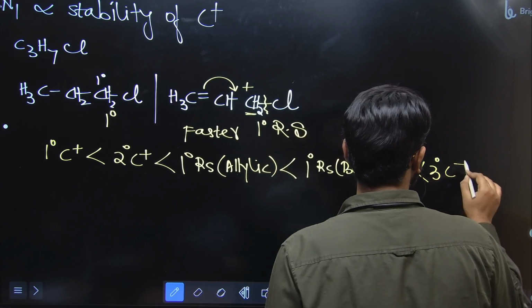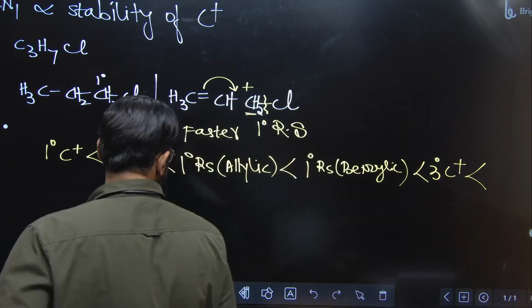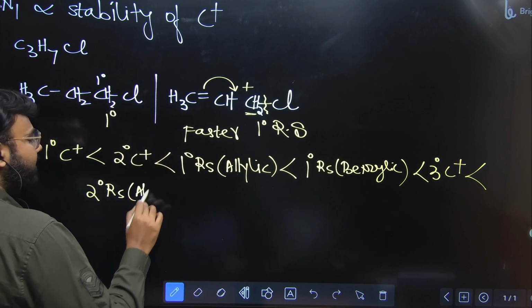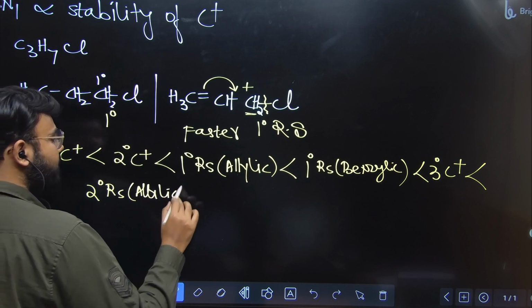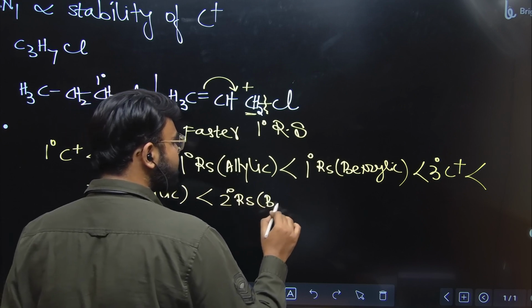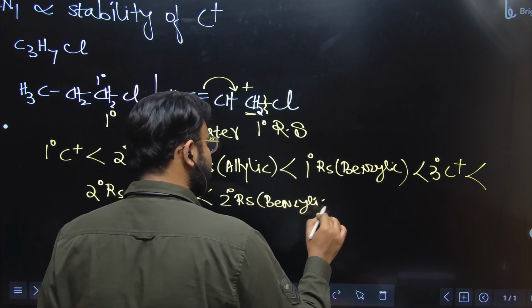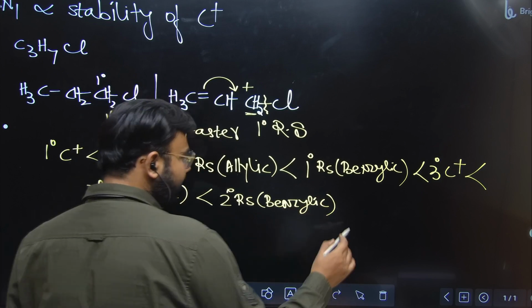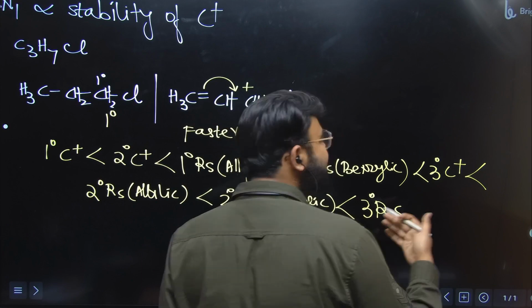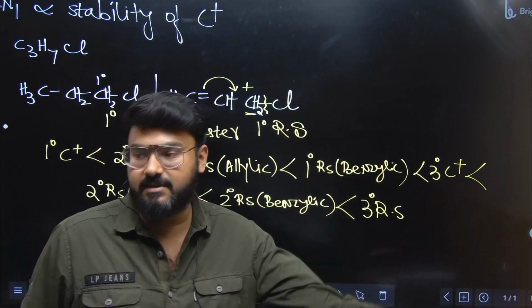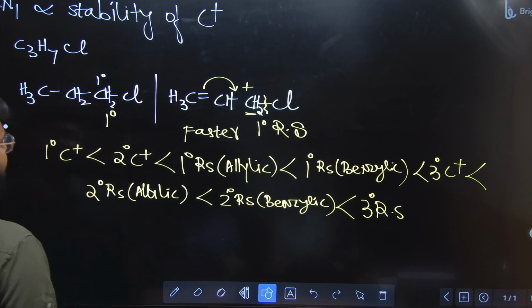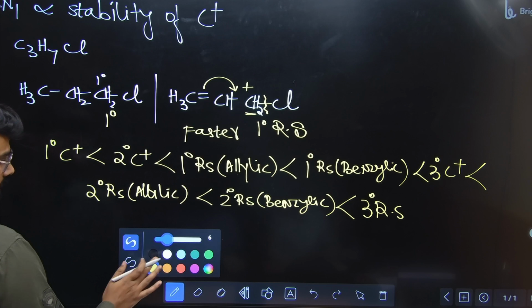Then you have normal 3 degree. Then your order will be 2 degree resonance stabilized, again allylic. Then 2 degree resonance stabilized, benzylic. And finally, who will be the supreme most stable? That is 3 degree resonance stabilized. Same pattern: first allylic, then benzylic. So this is your order. Online, is everyone clear? Kindly confirm once. Yes, sir.